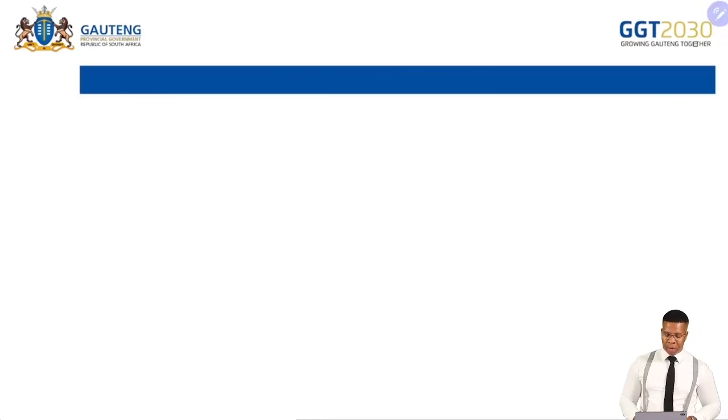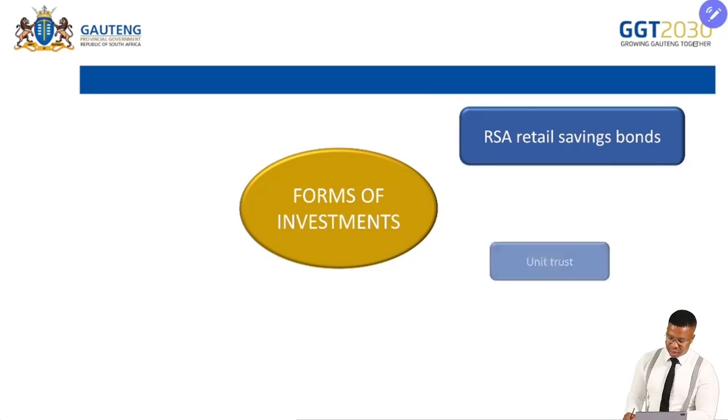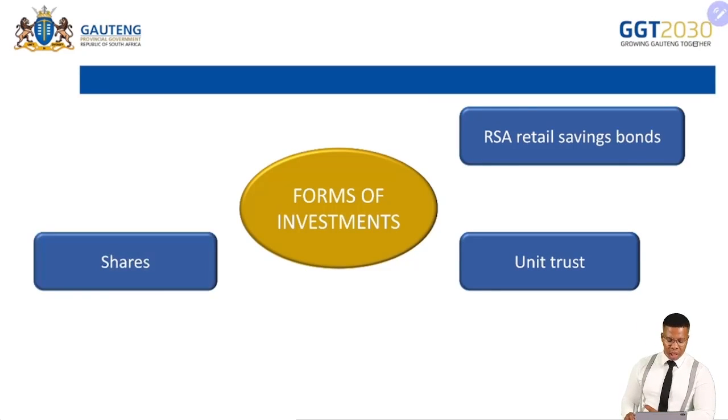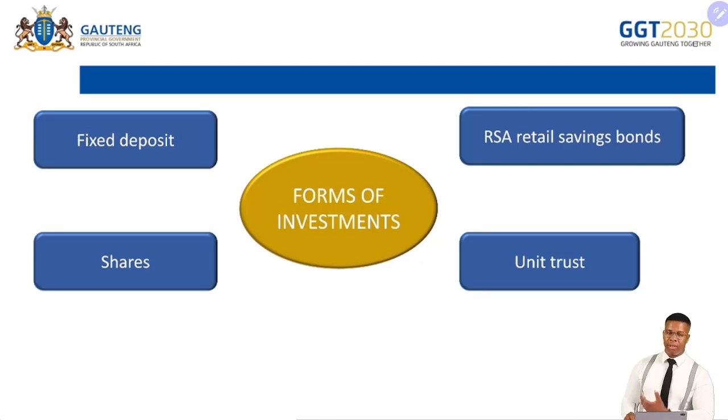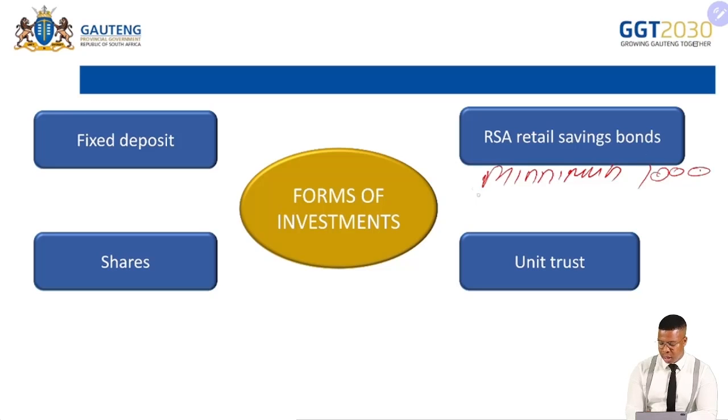Now, let us look into your forms of investment, your RSA retail savings bond, your unit trust together with shares and your fixed deposit. RSA retail savings bond, basically there we are looking into an investor investing with the South African government. It allows the investor to receive interest twice a year. And then when you are looking into the disadvantages, a minimum of 1,000 is needed for one to invest there. And then another advantage is that the interest is received twice a year. But when you're looking into other investments, you don't receive interest twice a year. A minimum of 1,000 becomes a disadvantage.